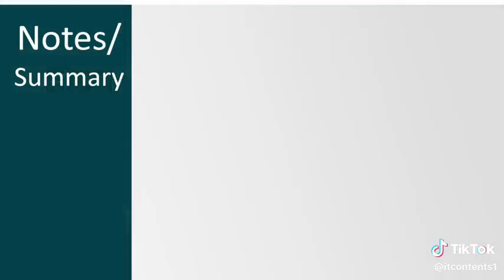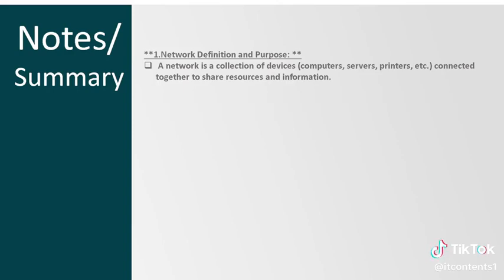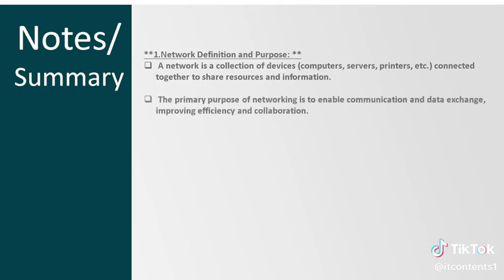Notes and summary. A network is just simply a collection of devices that are connected to each other to share resources and information on the network. The primary purpose of a network is simply to enable communication between devices, and also to help them share data and improve efficiency and collaboration between a lot of devices. So this, in other words, just helps us connect different devices together to exchange information effectively.